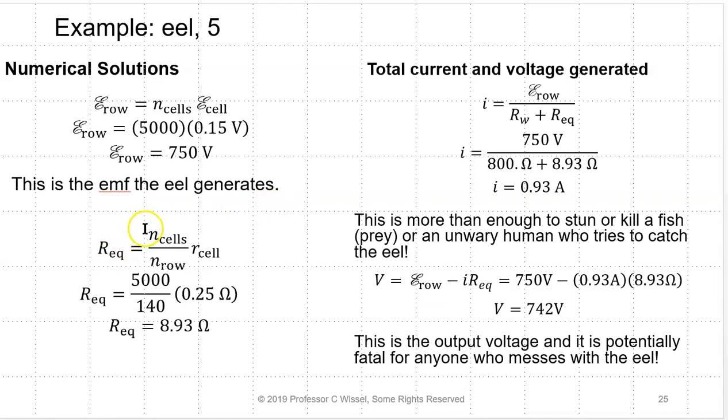R equivalent is just the number of cells divided by number of rows times R cell. So that is 5,000 divided by 140 times 0.25 ohms. Equivalent resistance of the whole eel is 8.93 ohms.